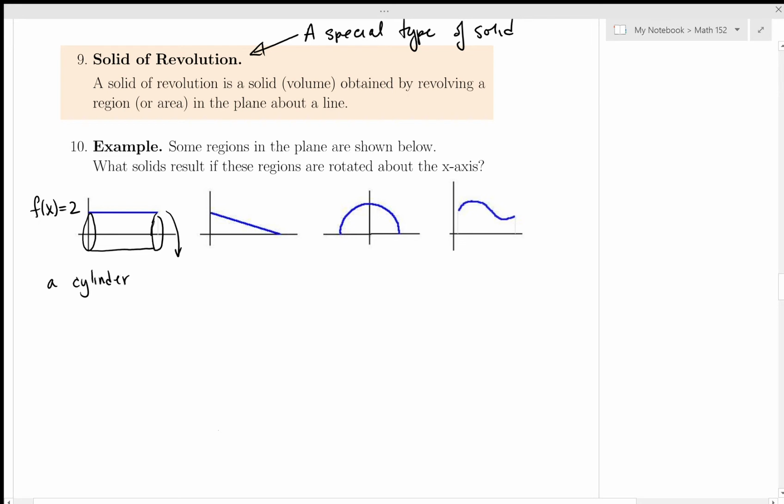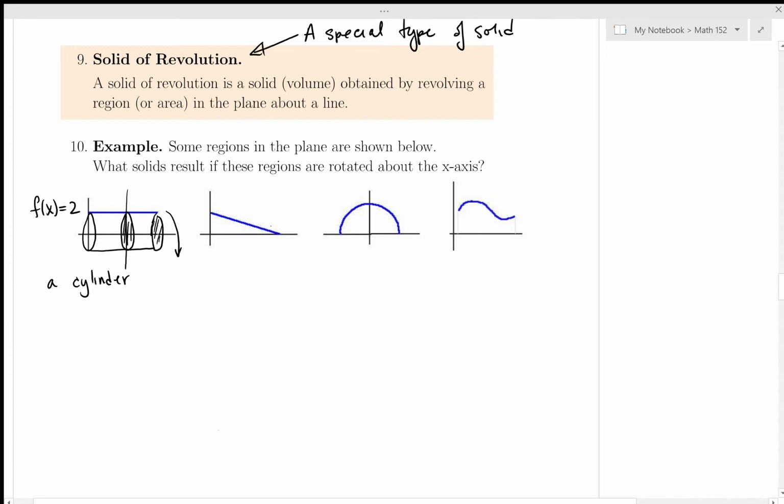You'll notice that because I've rotated something around the x-axis, the cross-section, if I were to cut this anywhere along here and take a look, is a circle. Okay, that is a circle. Let me do the next one. Maybe pause yourself, think, okay, what shape is it going to take?